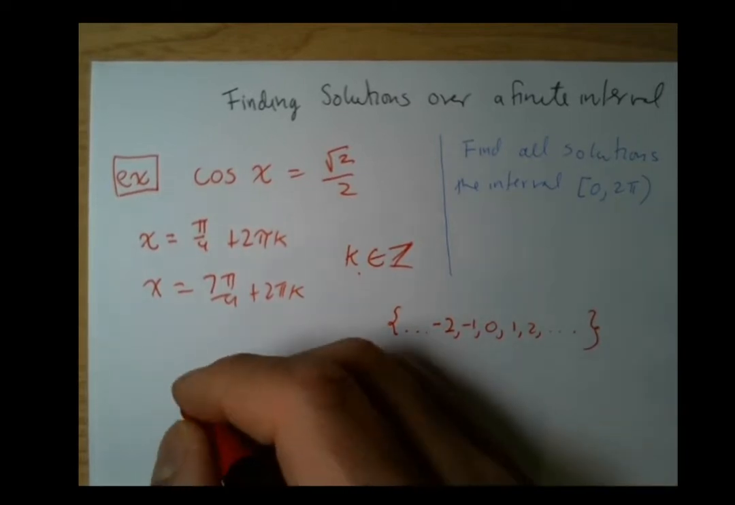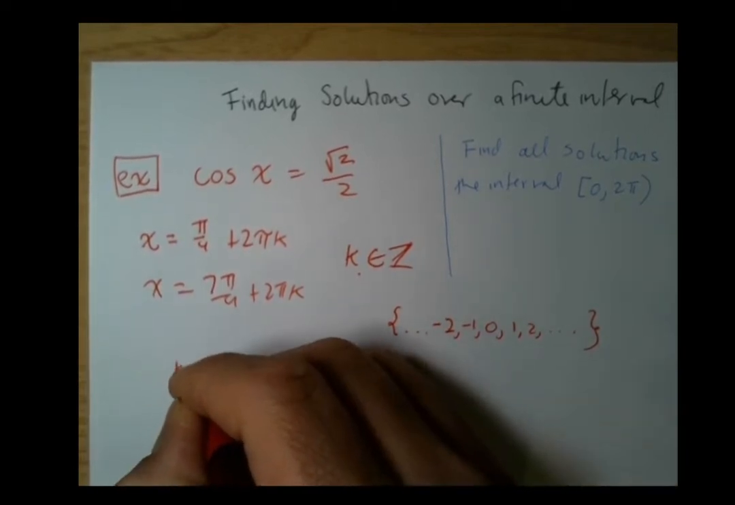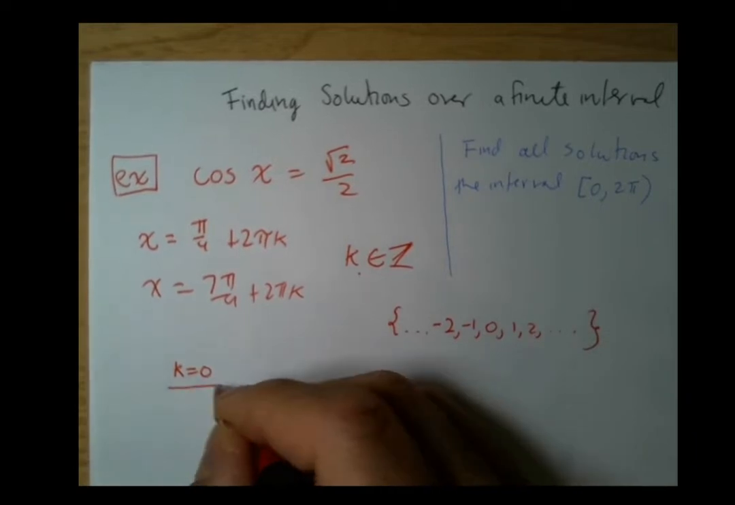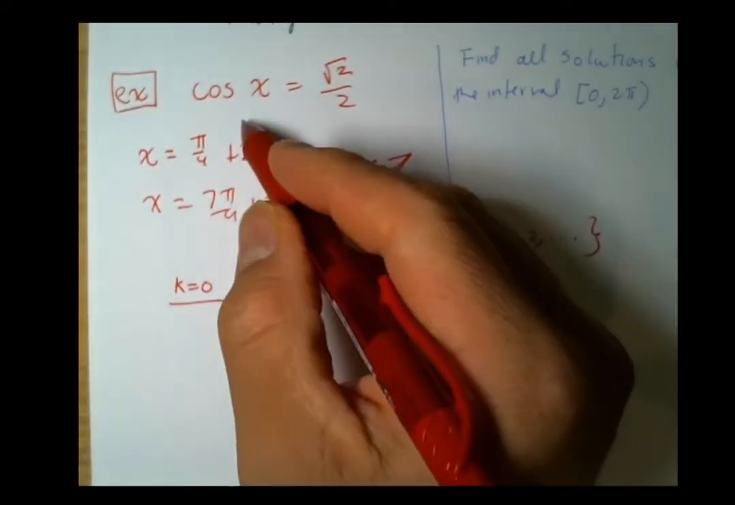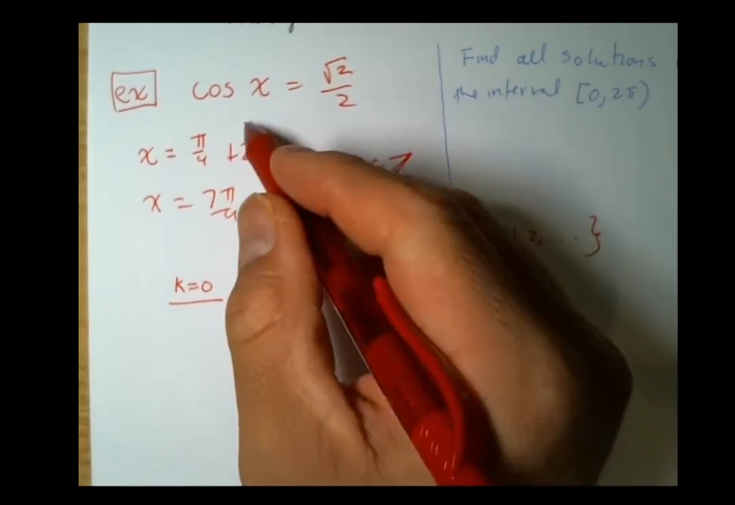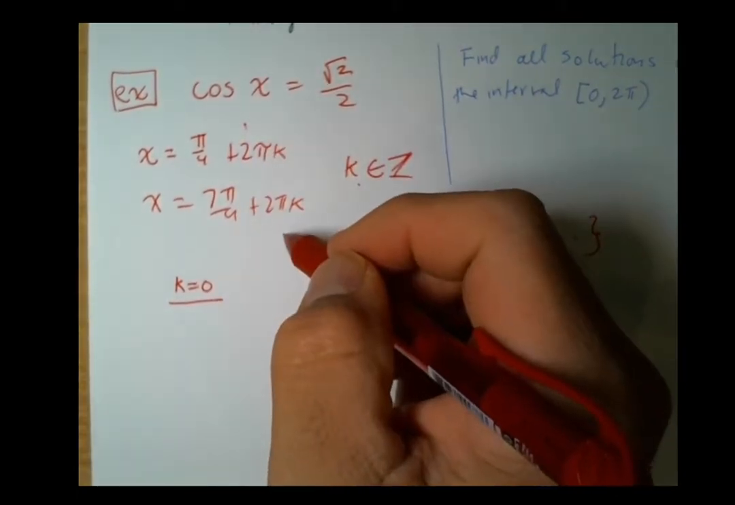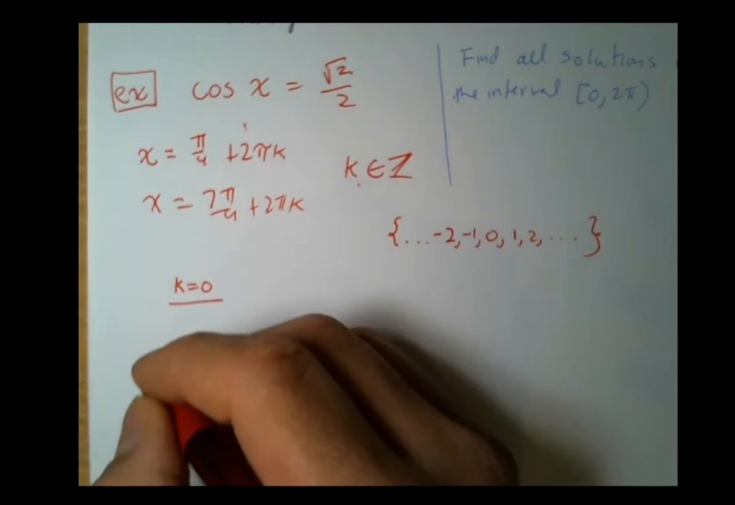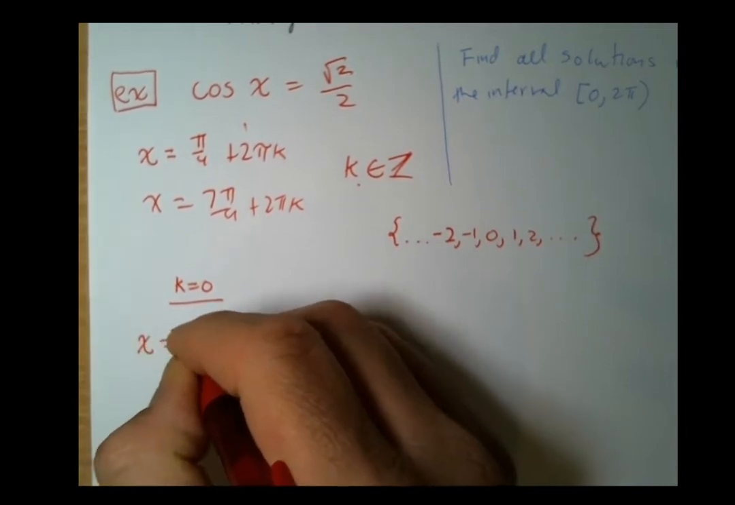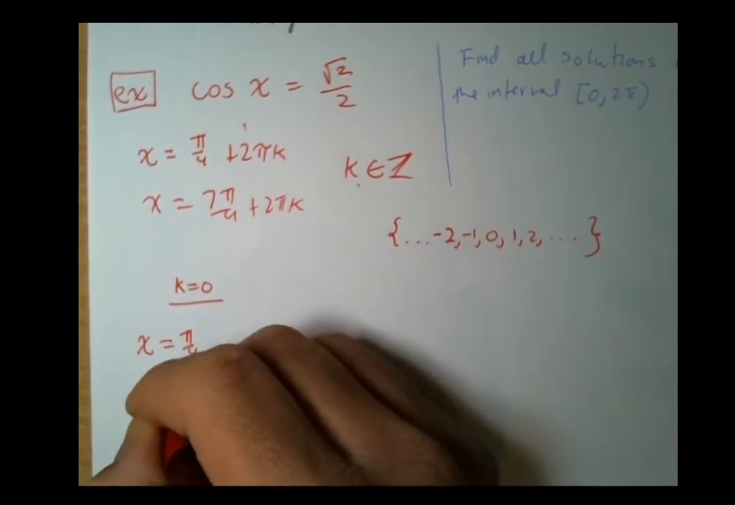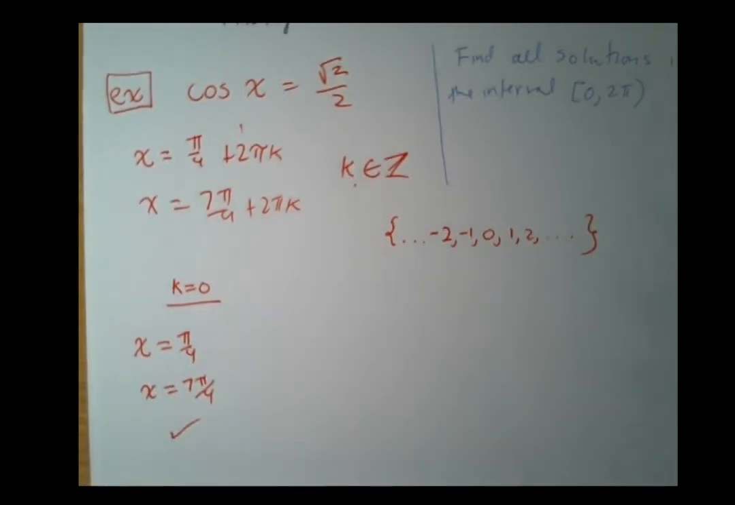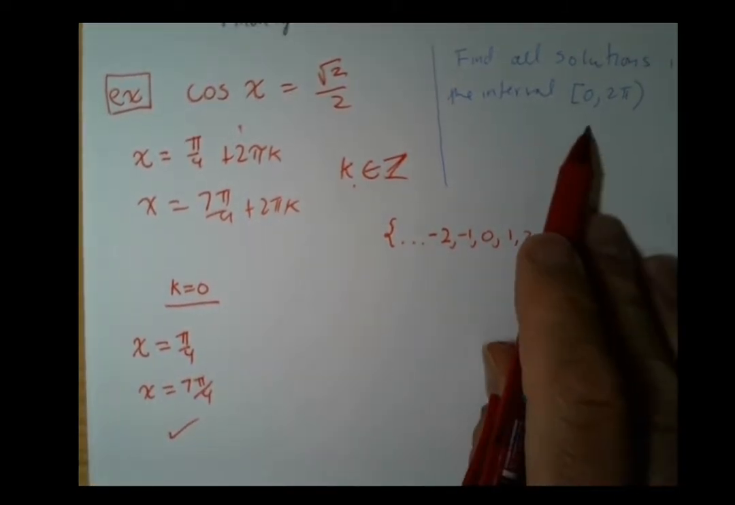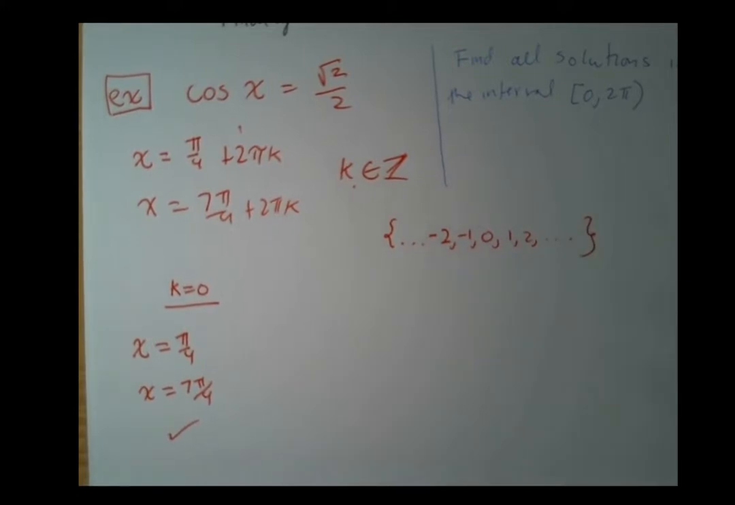Now, I'll start at 0, so let me look at k equals 0. That one's easy. When k is 0, this 2 pi k just reduces to 0. 0 times any number, you just get 0 right away. So x equals pi over 4, and x equals 7 pi over 4. That's great. It is in my interval. It is between 0 and 2 pi.